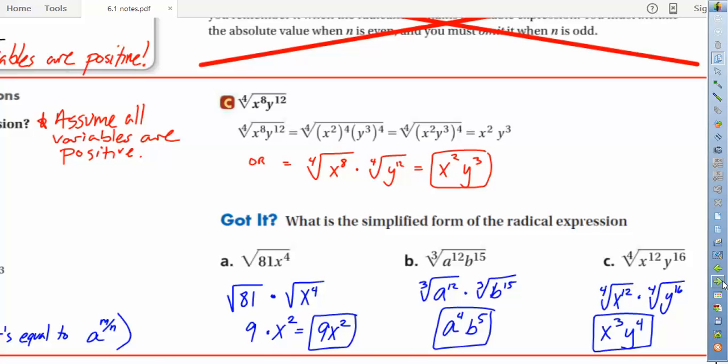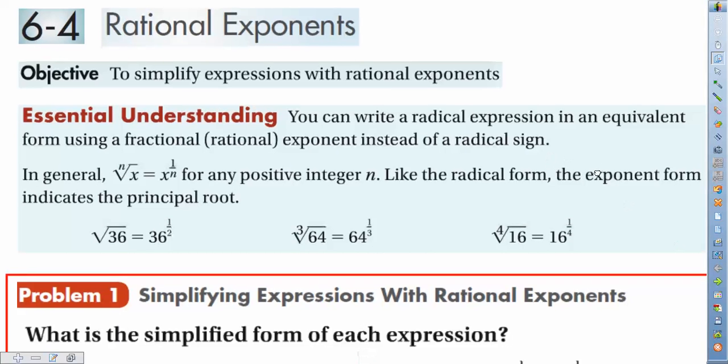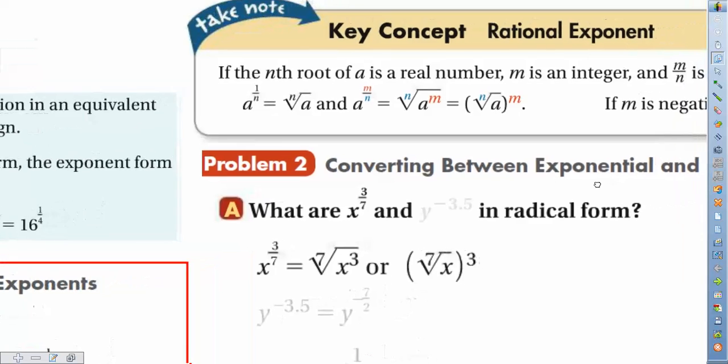So that's pretty much what's at play right here, and you notice we wrote that down right here. See that right down there in blue by the star? Notice the pattern about the nth root of a to the m. It's actually equal to a raised to the m divided by n. That's exactly, hopefully, what we're seeing right here. It might be a mix-up with the m's and the n's though.